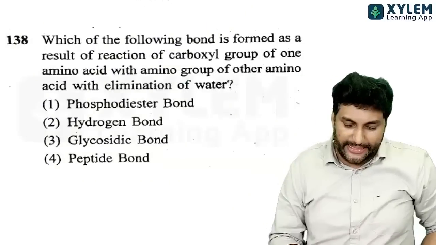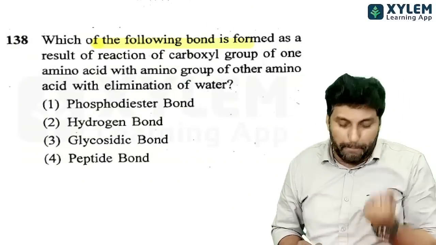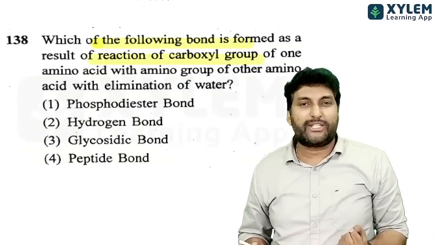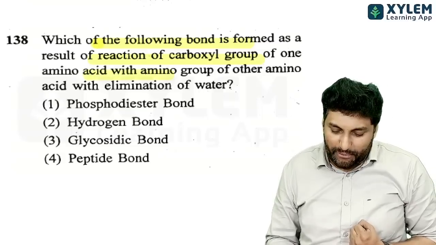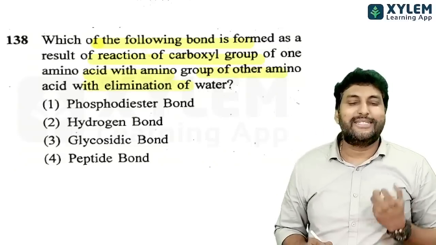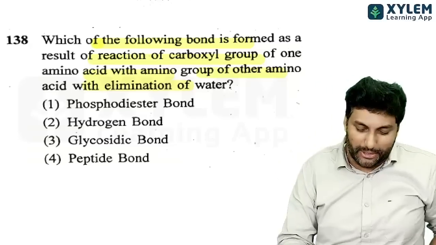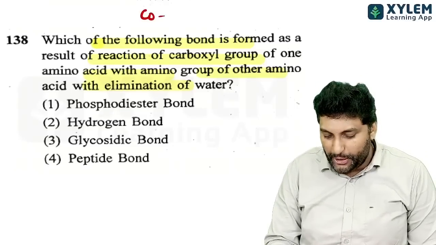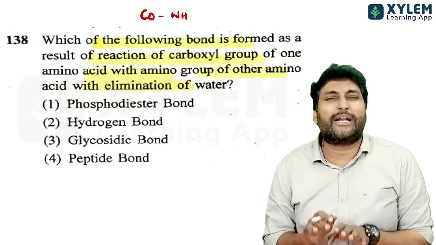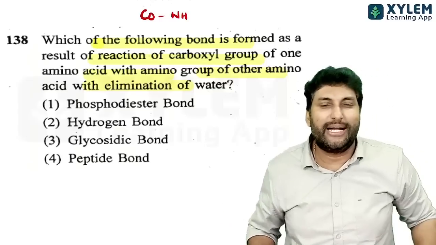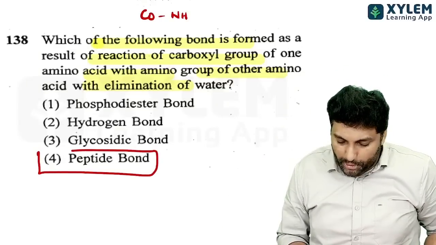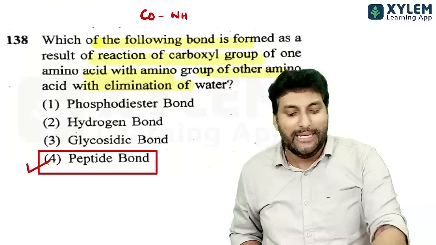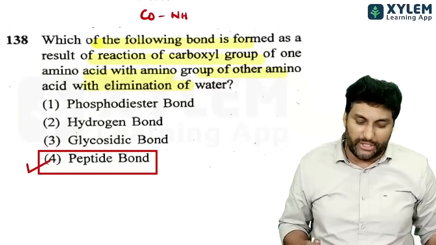Again goes to 138. Which of the following bonds is formed as a result of the reaction between the carboxyl group of one amino acid with the amino group of another? CONH bond. They are asking about the CONH bond. We know that the CONH bond is strictly a peptide bond which connects the amino acids together. It's a peptide bond, directly from the chapter biomolecules as well as genetics.